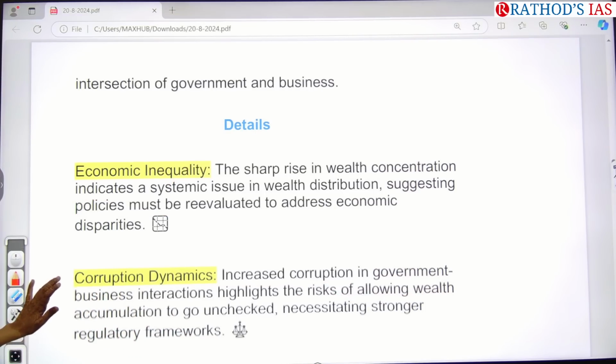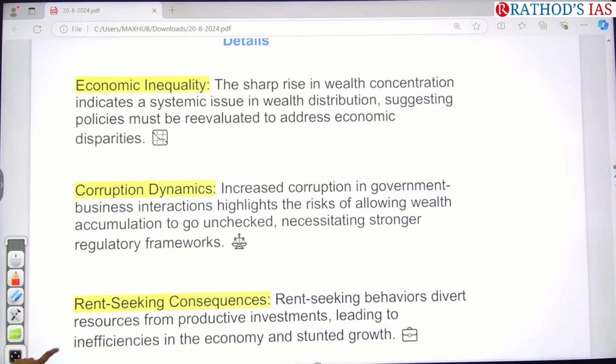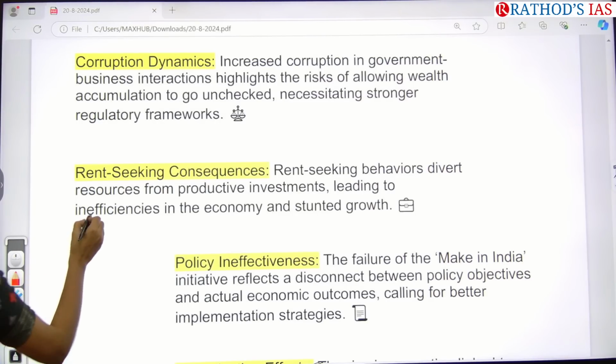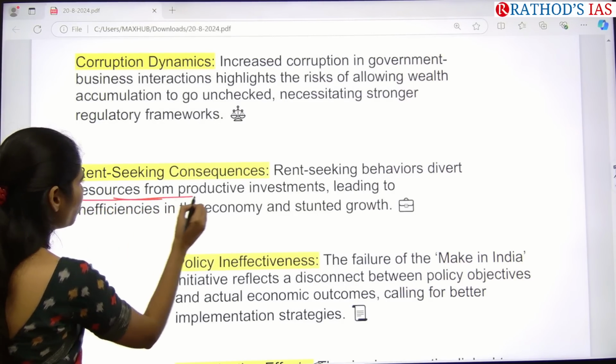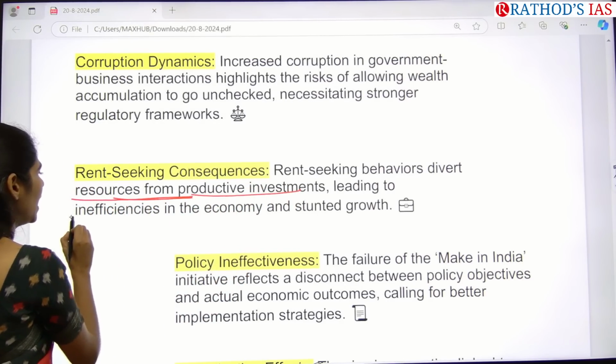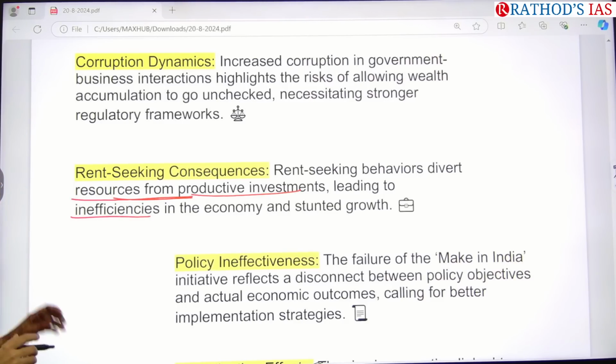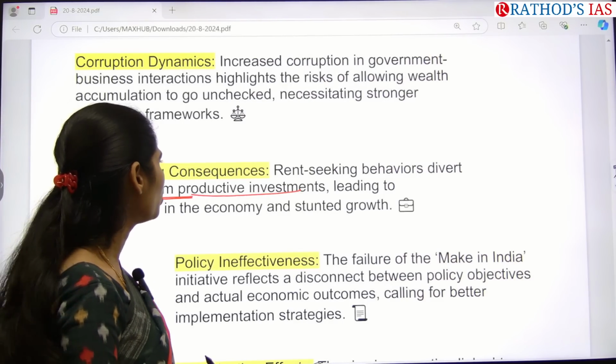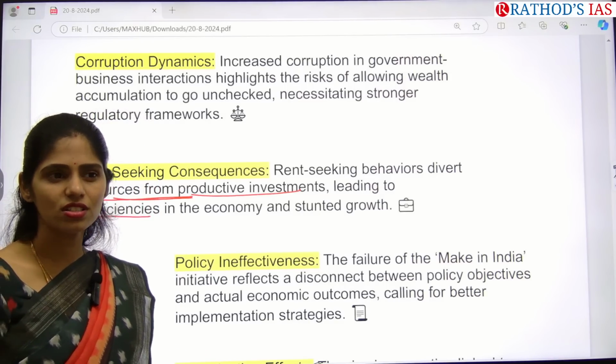So we need proper regulatory frameworks. And the next one here is rent-seeking consequences. Rent-seeking behavior diverts resources from productive investments, and that leads to inefficiencies in the economy, and that will obviously lead to stunted growth. Do you know about these rent-seeking behaviors?